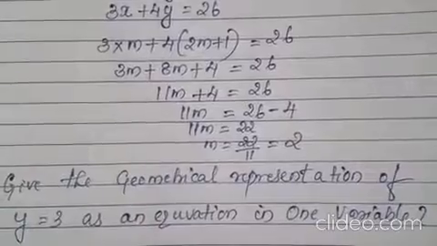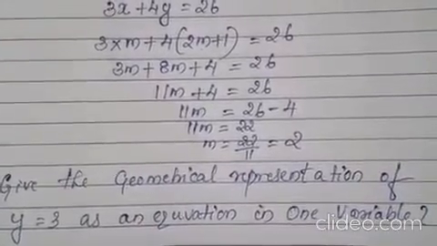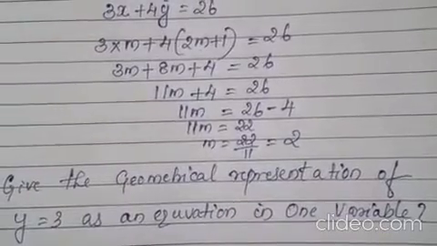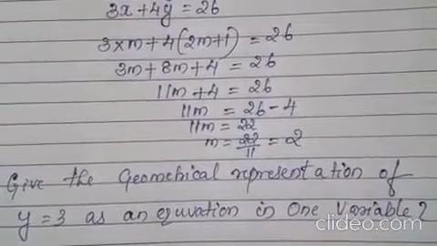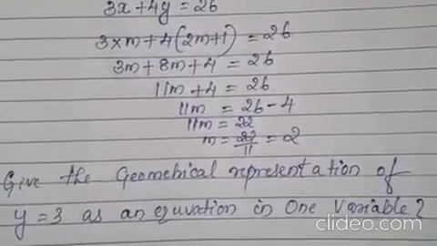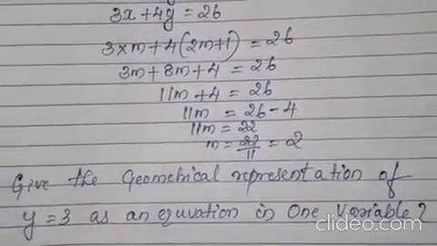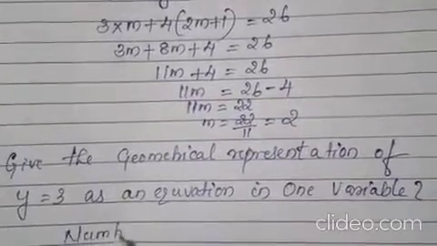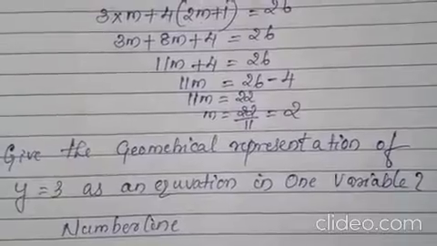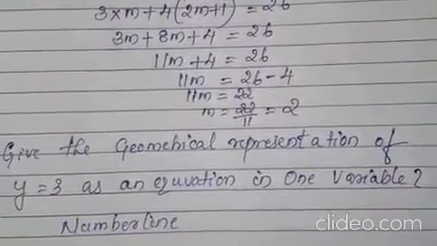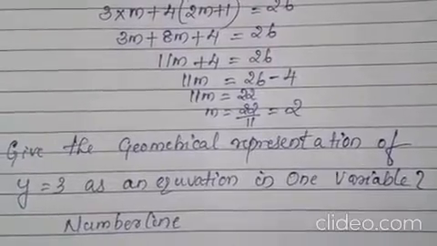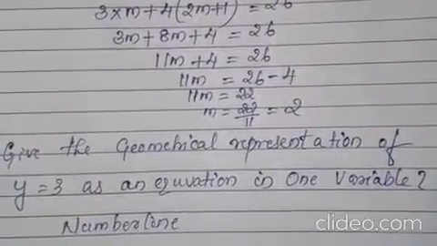Give the geometrical representation of y = 3 as an equation in one variable. That is the 10th question. So y = 3. The geometrical representation means to represent the solution on a number line. One variable means you should represent it on a number line. If it is two variables, you should represent it on a graph. Understood?